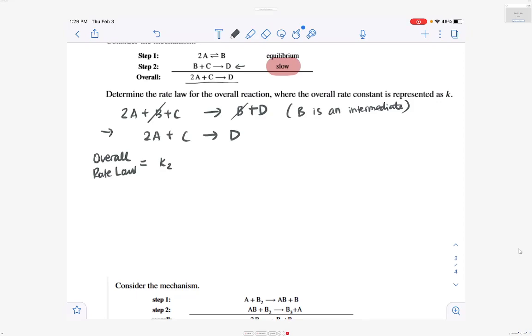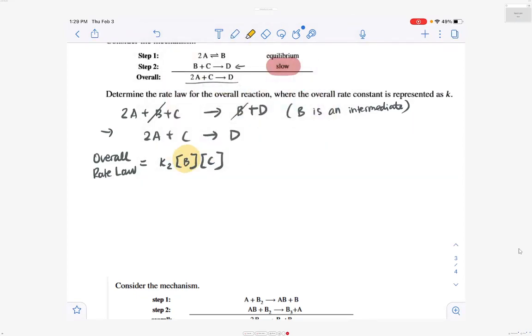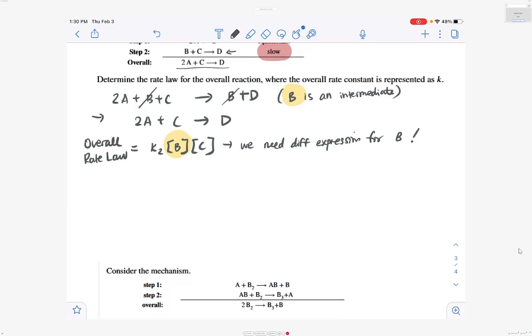The 2 indicates step 2. That's all it's indicating. I'm just labeling. So rate constant K2 times the concentration of B times the concentration of C. Okay? What do we see here? B. B is an intermediate. Again, we don't want to see an intermediate in the rate law expression. So we need a different expression for B.